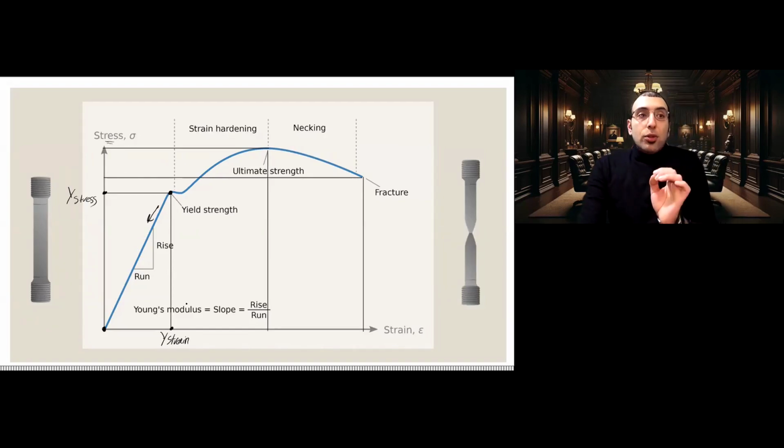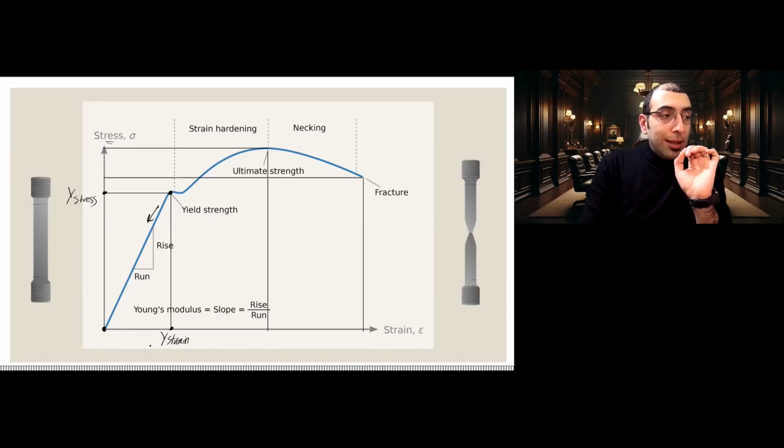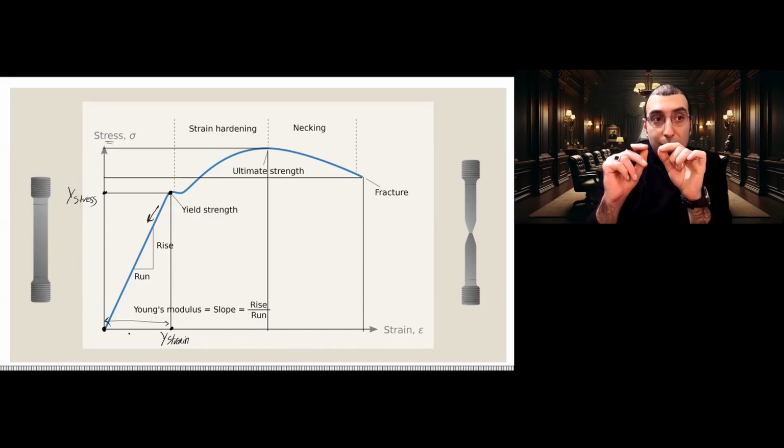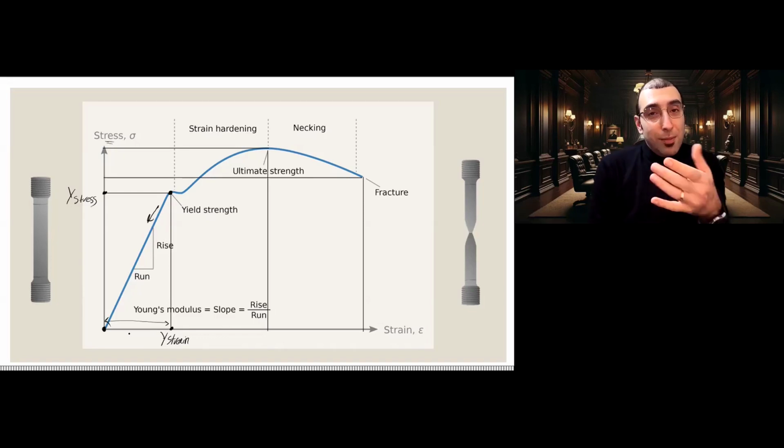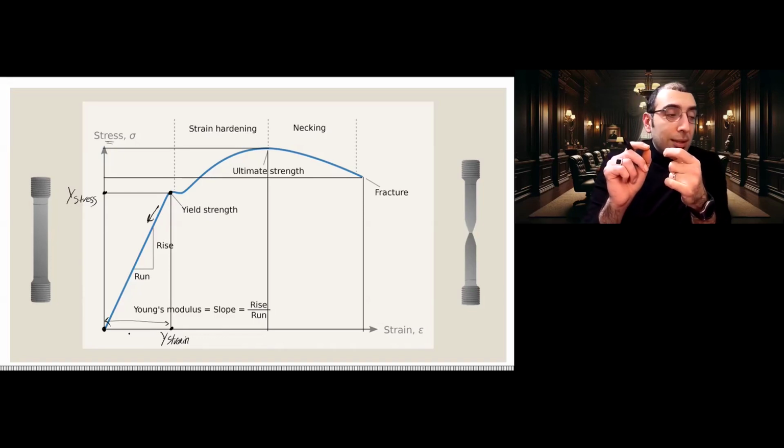What does yield strain tell us? Yield strain tells us that if you stretch, because strain is normalized displacement, right? It's like displacement. It tells you that if you stretch your material up to this much, as much as the yield strain, and go beyond that, then your deformation is no longer reversible. So if you stretch it this much, it will not go back.